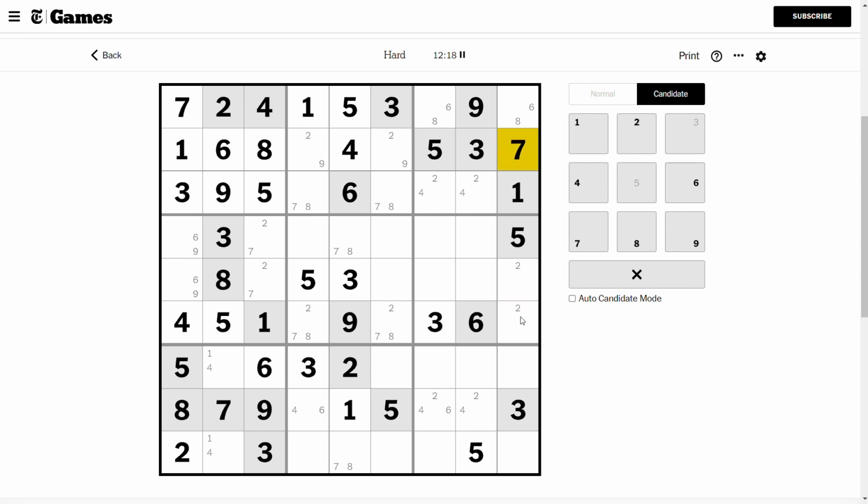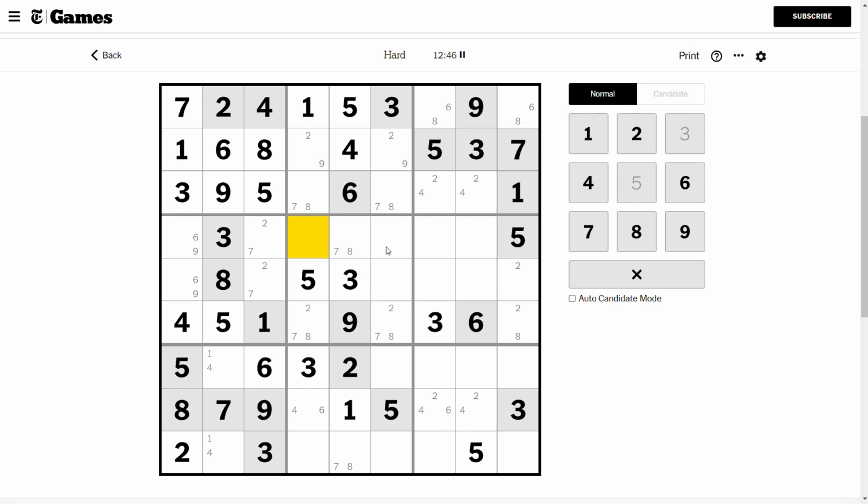This cell C7, so it's 2 or 8 only. Now, there's a 2, 7, 8 triple in block 5. Because in block 5, only these 3 open cells contain 2, 7, and 8. In other words, the other missing digits, 1, 4, and 6, cannot go into these 3 cells.